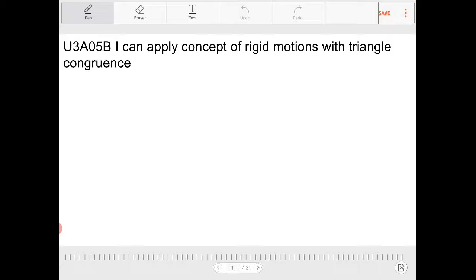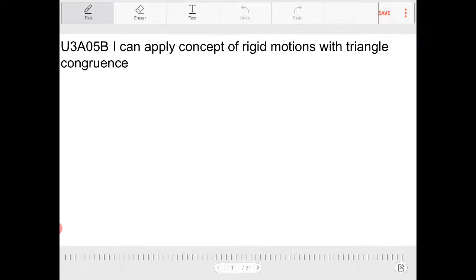So if an object were to be transformed, that object will have all the corresponding lengths be the same exact length, and all the corresponding angles be the same angle measures. So therefore, the concepts of rigid motions and triangle congruence go hand in hand. They are actually the same ideas, just worded differently. So let's take a look at how or why that is, a little closely, with some examples.